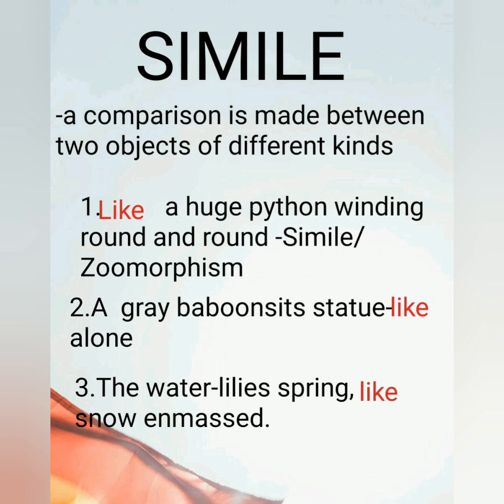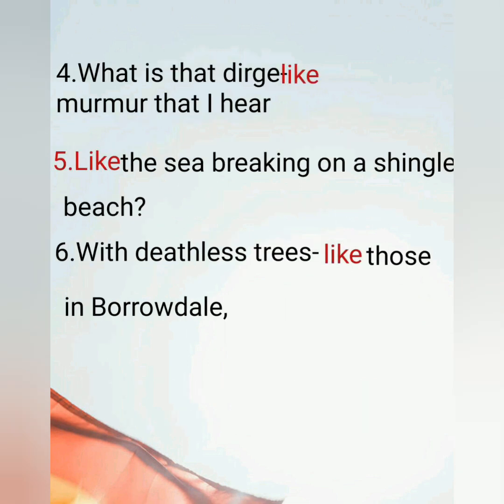Fourth sentence is, what is that dirge-like murmur that I hear? That is, the needle-like leaves make a sound and it is compared to a sad murmuring sound. Fifth sentence is, like the sea breaking on a shingle beach. The murmuring sound of the tree is compared to the waves dashing on a rocky beach. Next sentence is, with death-like trees like those in Borrowdale. Here, the Casuarina tree is compared to the yew trees, Y-E-W, yew trees in Borrowdale Valley.